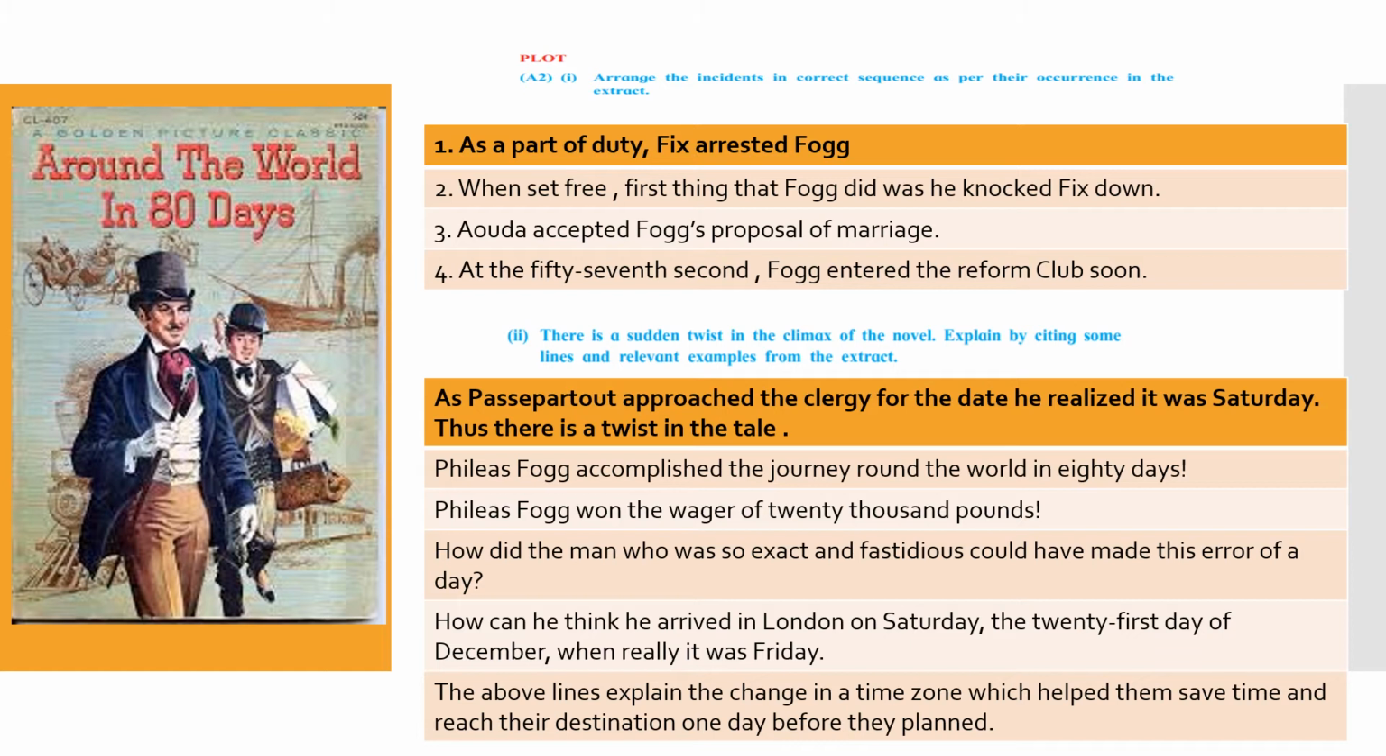How could the man who was so exact and fastidious have made this error of a day? How can he think he arrived in London on Saturday, the 21st day of December, when really it was Friday? The above lines explain the change in a time zone which helped them save time and reach their destination one day before they planned. So these are all the sudden twists in the climax explained in the novel, which show some citing and relevant examples.